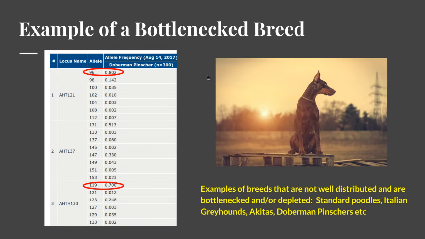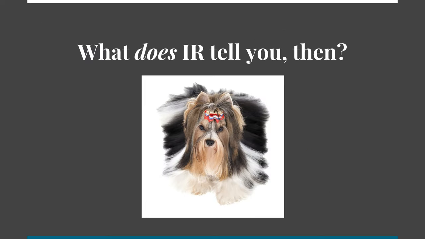Here's an example of a bottleneck breed, Doberman Pinschers. They have really high numbers of certain types of alleles that are carried by the majority of their population. 80% of the alleles tested were this particular marker, and here we've got 70% of the alleles tested were this marker. Some examples of breeds that are not well distributed and are bottlenecked and/or depleted are Standard Poodles, Akitas, Italian Greyhounds, Doberman Pinschers, really a lot of the breeds that have been tested.